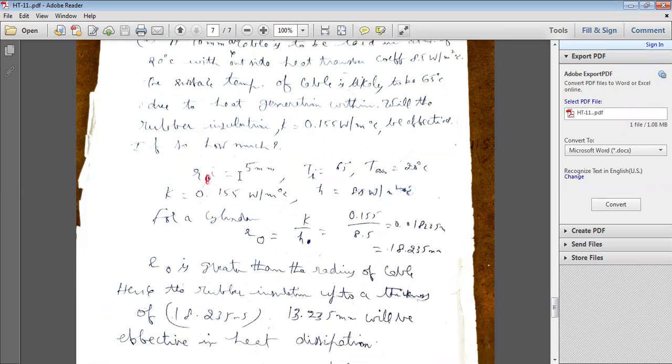Here, first you write down the given data. Ri, the radius of the cable, is 10 mm divided by 2, 5 mm. The surface temperature T1 is 65 degrees centigrade. And the temperature of the air, the outside convective environment, is 20 degrees centigrade. And K is the thermal conductivity of the insulating material, rubber.